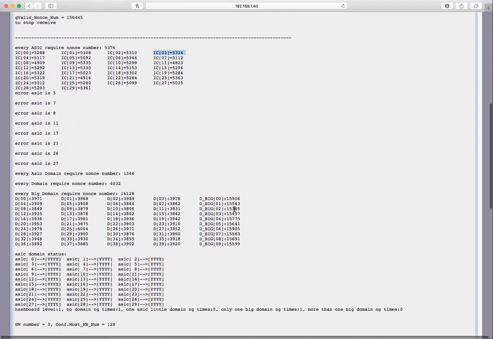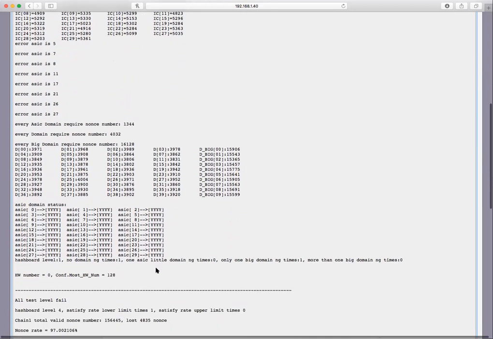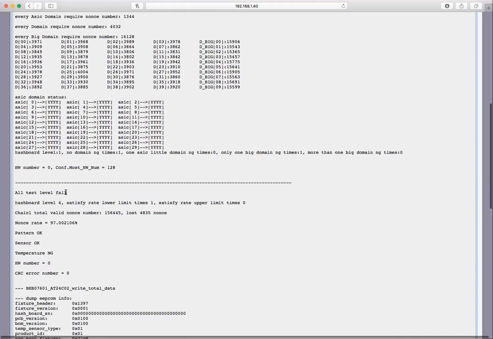All these domains, there's not a weak one over here. There's not weak stuff over here. It looks like it requires 4,000. Everybody's meeting the standard. Then it dumps the table again and everything's good. It didn't fix anything, but I think it changed the parameters on how to run. It gives a little status. No good times, no domain, no good times. True. One ASIC little domain, no good times, 0. I'm not sure here, but it looks like everybody are wise here, which means that it was happy with all the combinations of chips. So this is all test level failed, but it didn't.